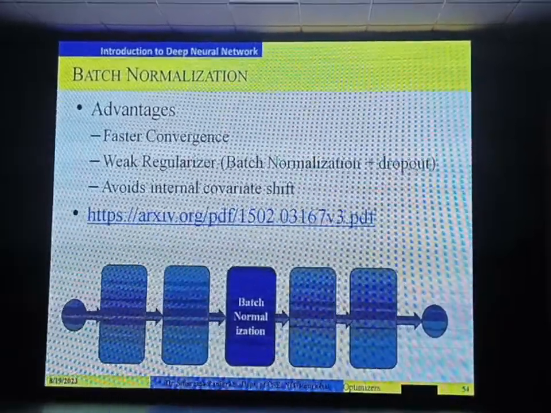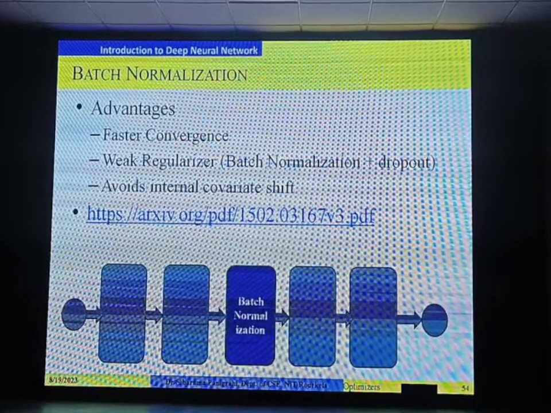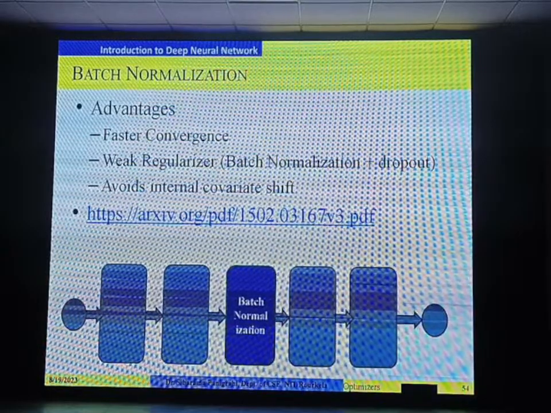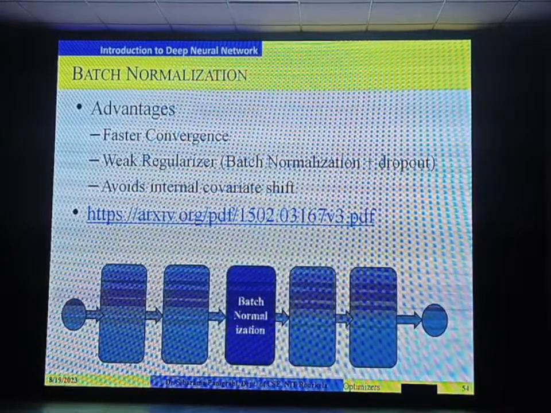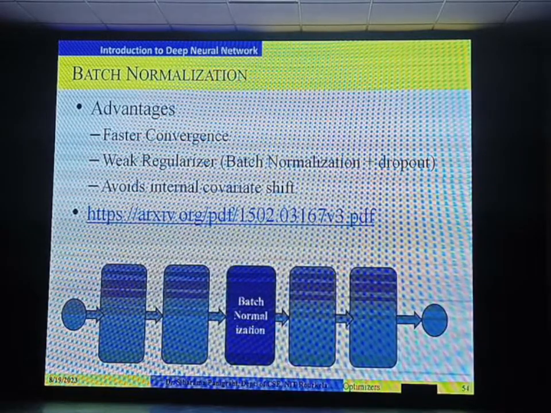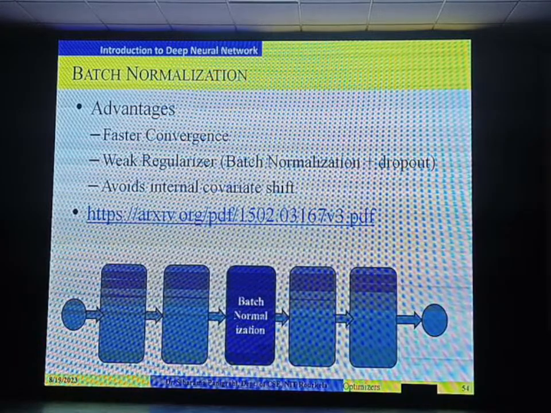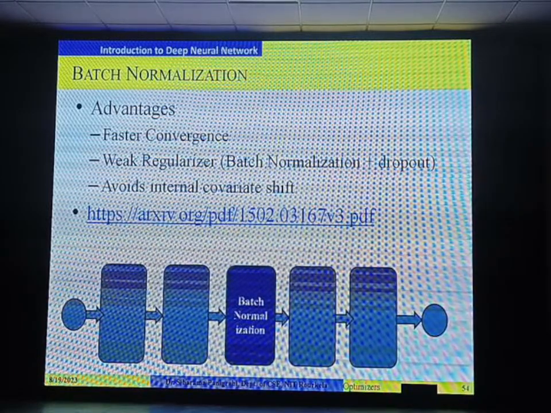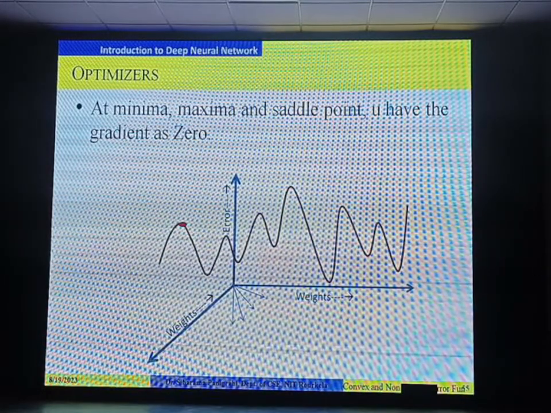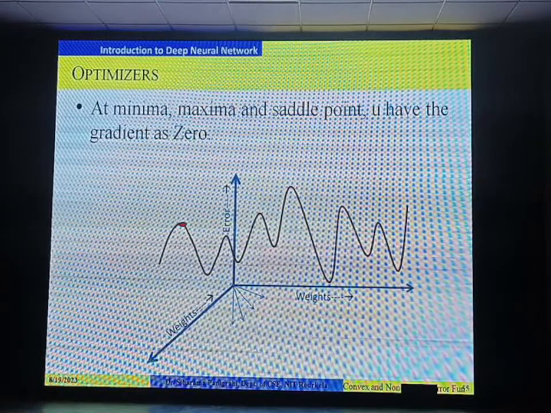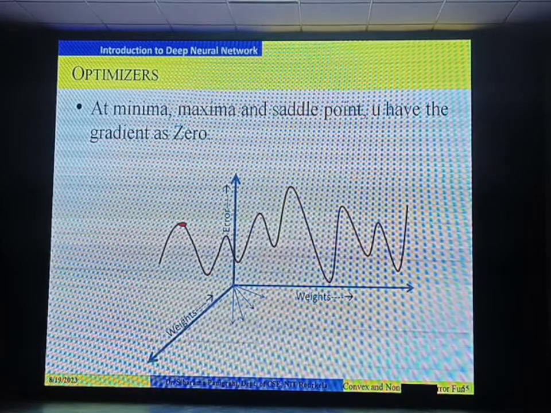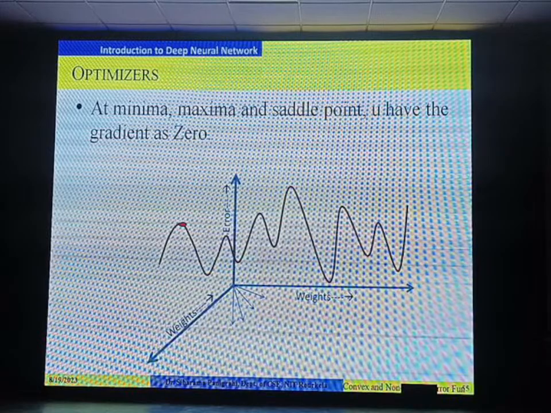Means how you will update the weights. Right? Sir, suppose our weight initialization is perfect, but our updating of the initialized weights is not perfect. Then we might not reach the requirement. So how will we update the weights? Optimizers are the algorithms by using which we try to reach a corresponding minimum. Right? So now you see at minima, maxima and saddle point, the gradient is 0. So up to when will you update the weights?